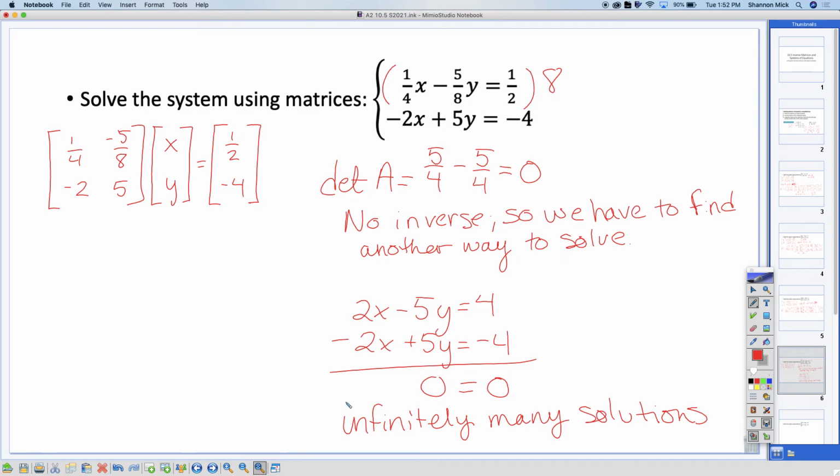Okay, so when the determinant is 0, can I use this procedure? No, it doesn't work for me. I have to find another way.